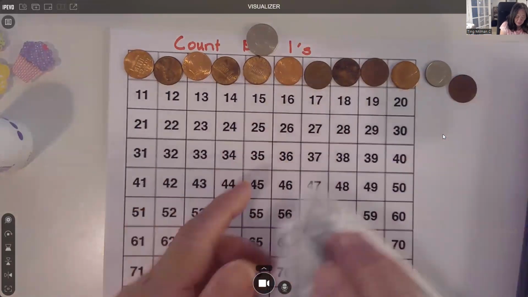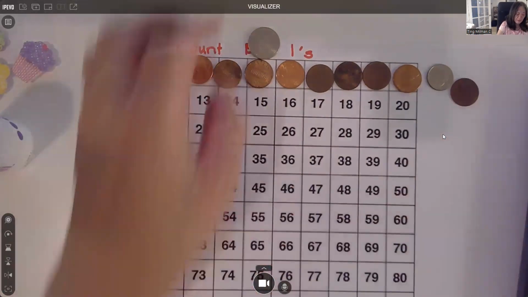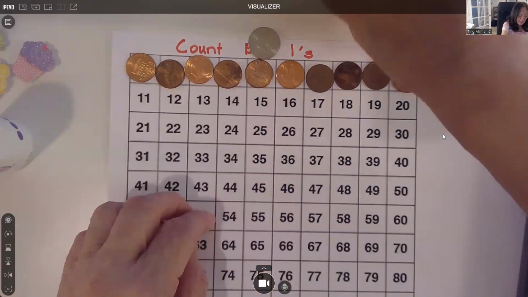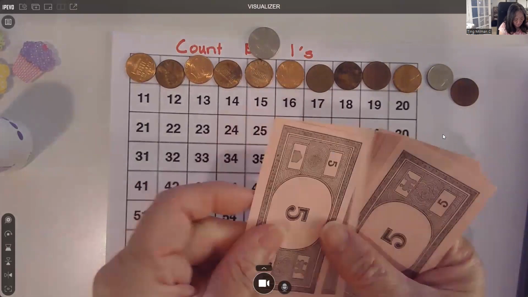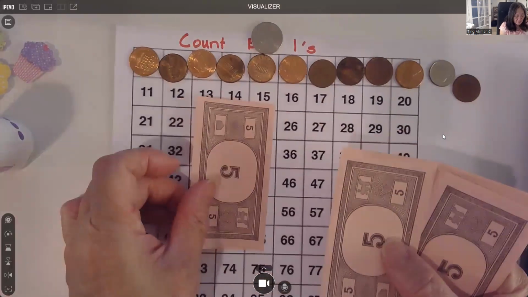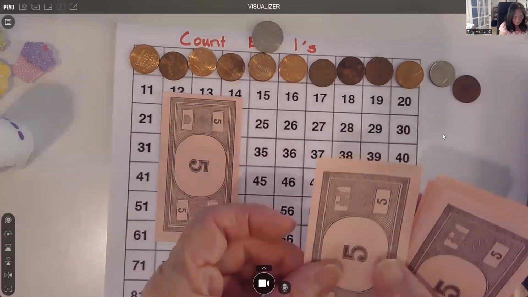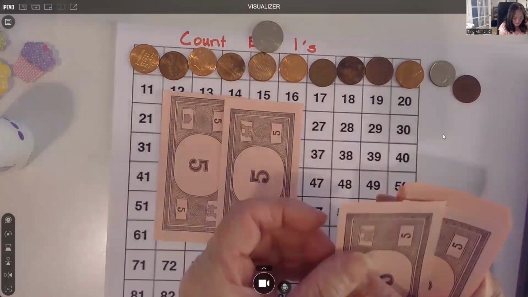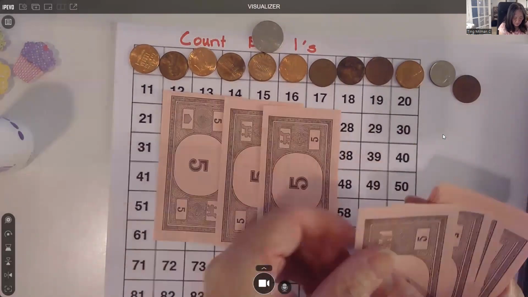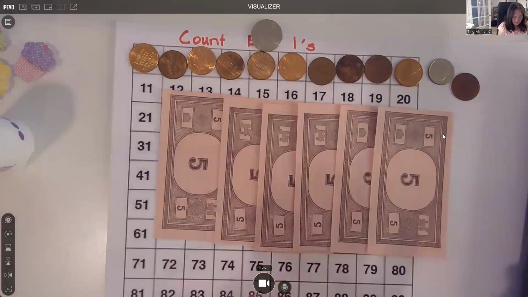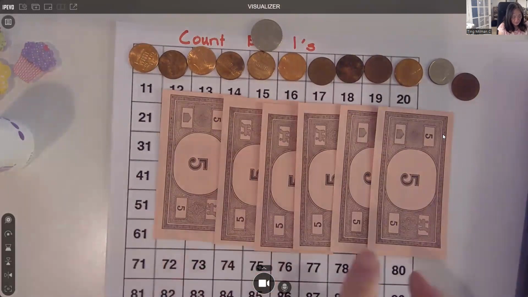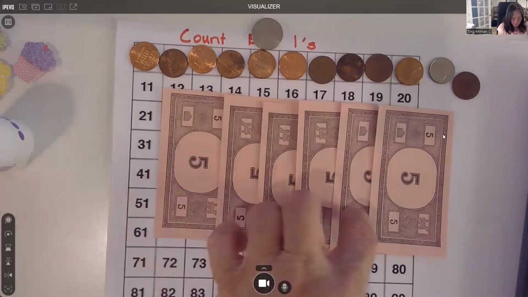All right. So next, I'm going to show you how to count by fives using dollar bills. Let's start counting in fives. 5, 10, 15, 20, 25, 30, right? So I have $30 in $5 bills, right? 1, 2, 3, 4, 5, 6.